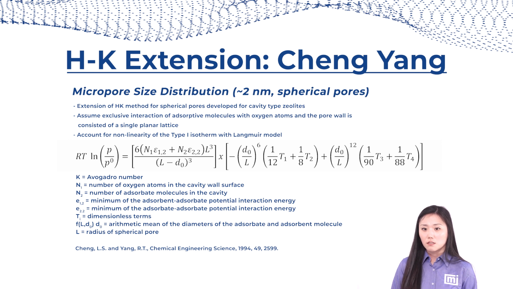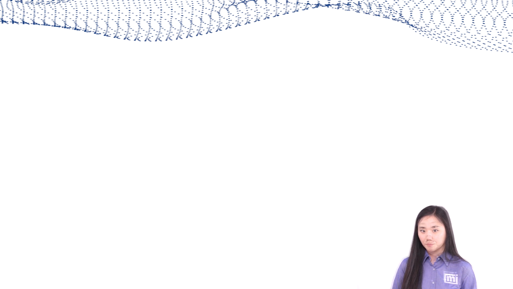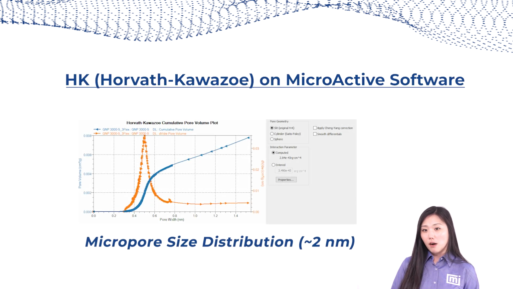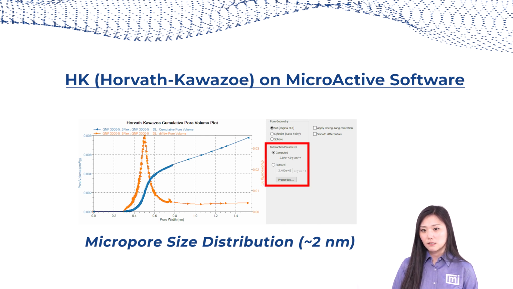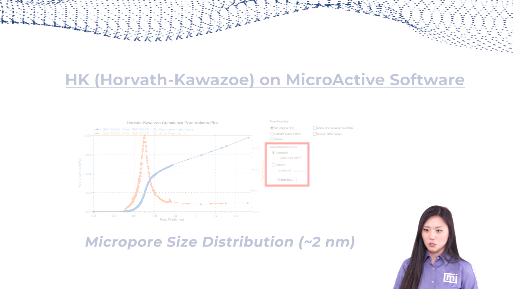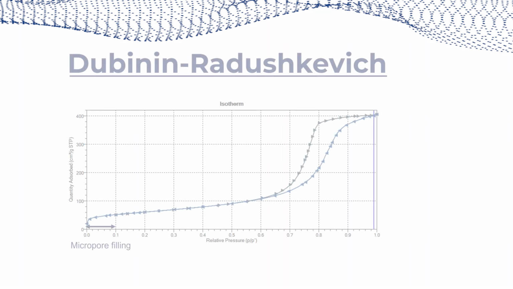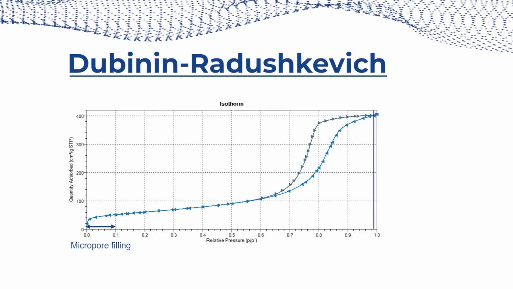The equation is also similar, so we're calculating for the radius of the spherical pore at a given relative pressure. Here is how the HK model looks like on our software. So we can choose slit, cylinder, and sphere pore geometry depending on the material. And the interaction parameters can be selected based on which type of sample is used and which adsorptive gas is used.